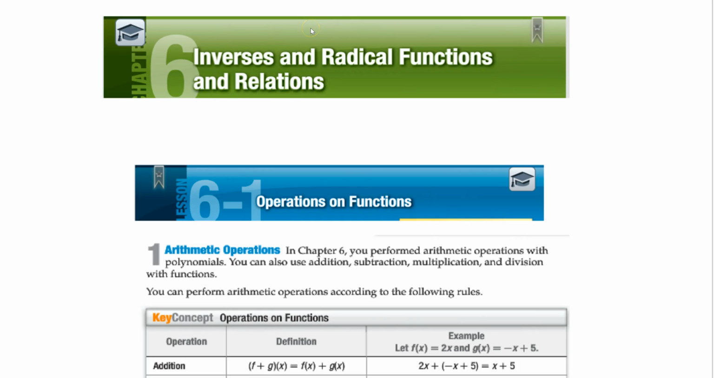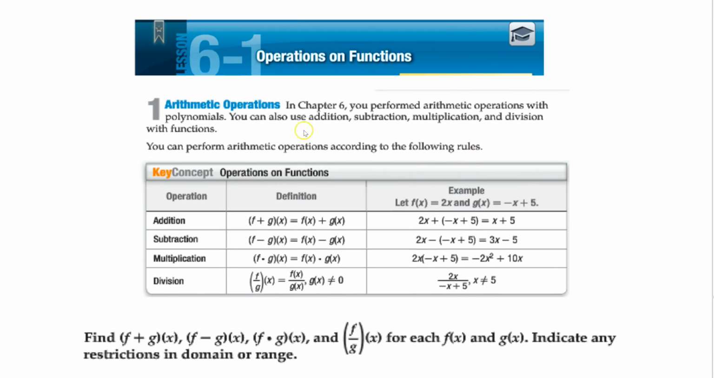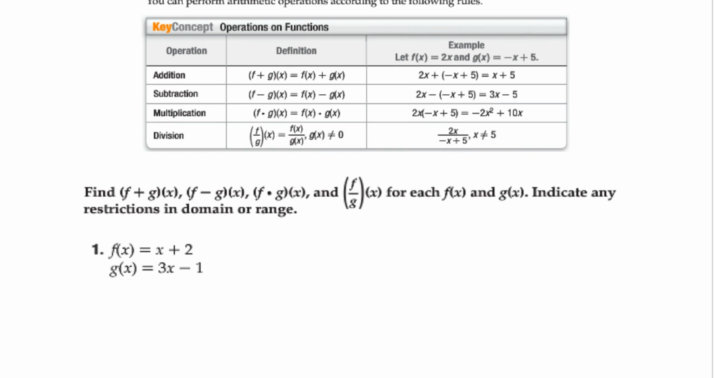Chapter 6, Inverses, Radical Functions and Relations. We're going to start with Section 1, Operations of Functions. So this lesson is all about all different operations we can do on functions. All the basic ones, and then a couple of the more advanced ones. So let's talk about a couple of the basic ones.